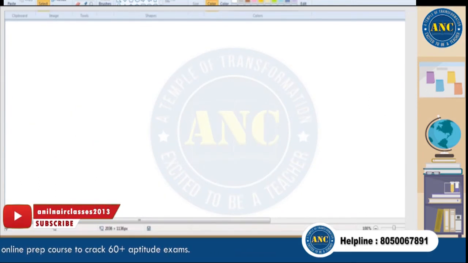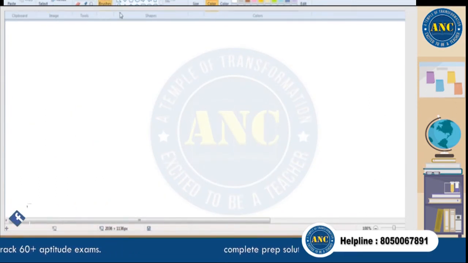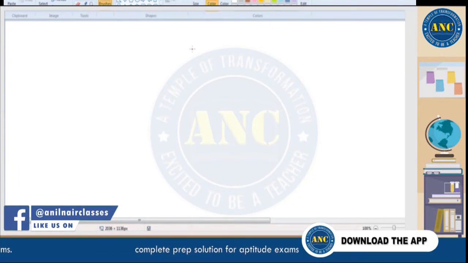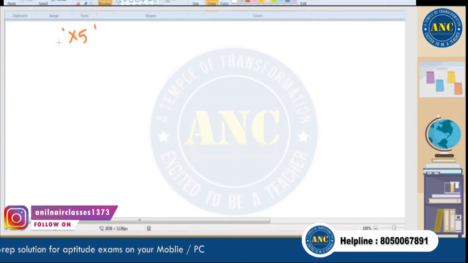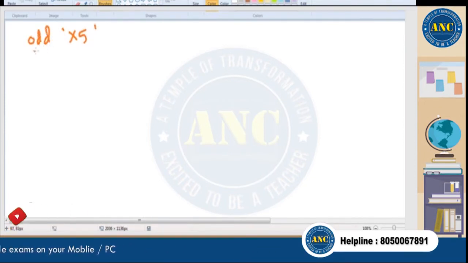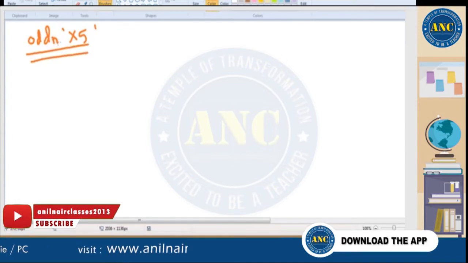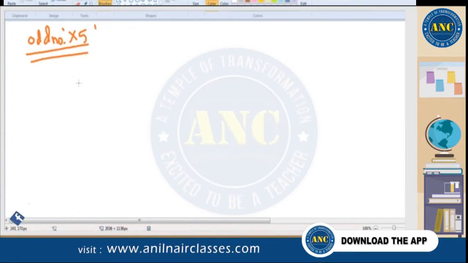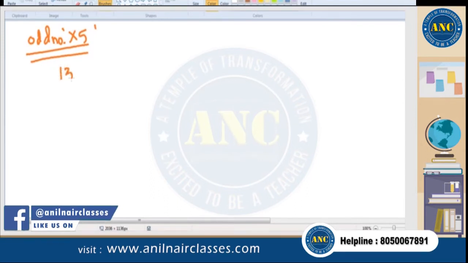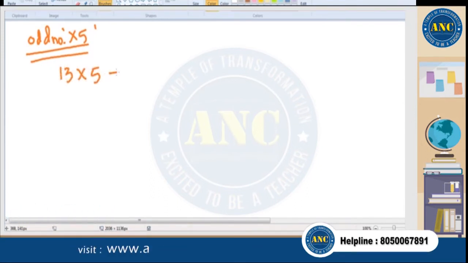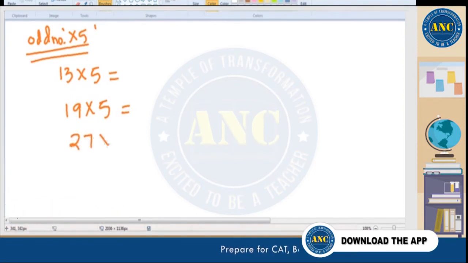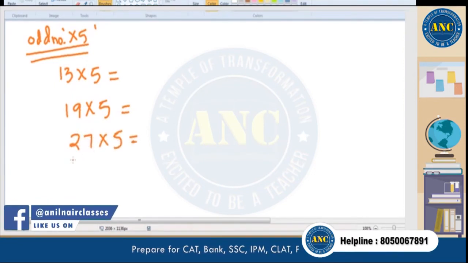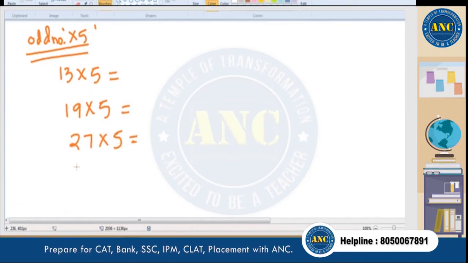So let me take some examples. Now, multiplication of odd numbers with 5. So let me take some examples. I'll start with the basic examples and I'll move on to the huge values. 13 into 5. Let it be. Let me start with the basic example only. 19 into 5. After that 27 into 5. All are odd numbers, sir. You're asking for odd numbers, I'm taking odd numbers.